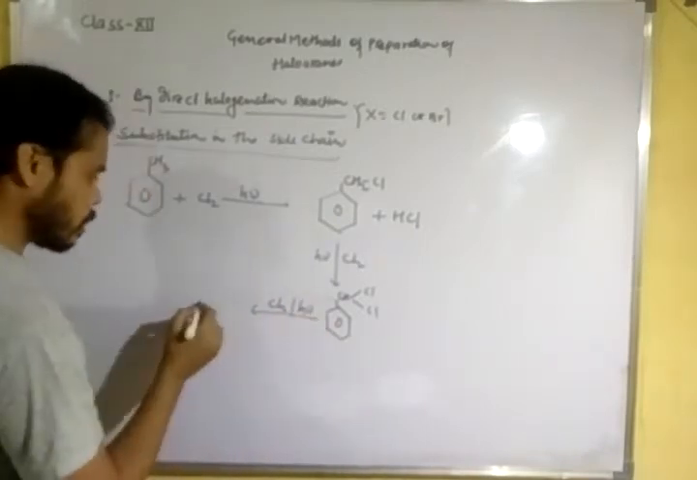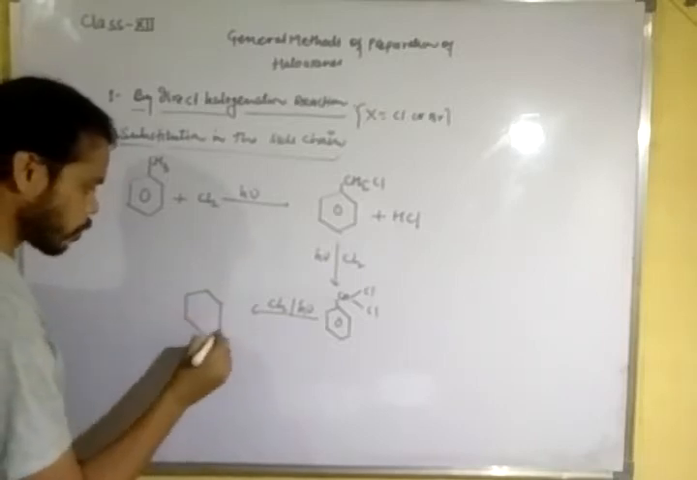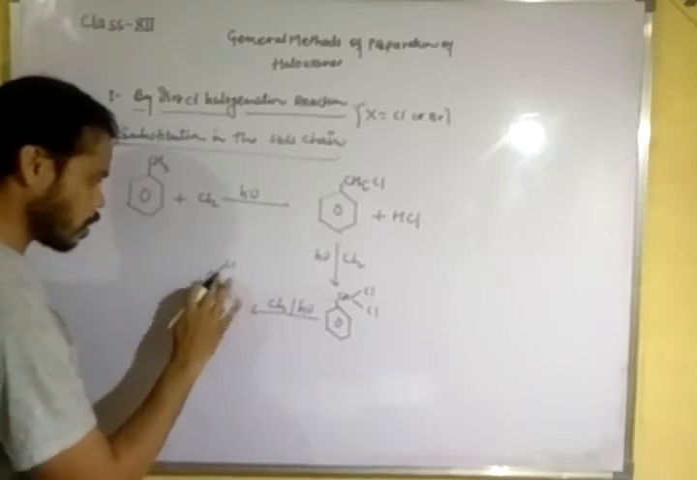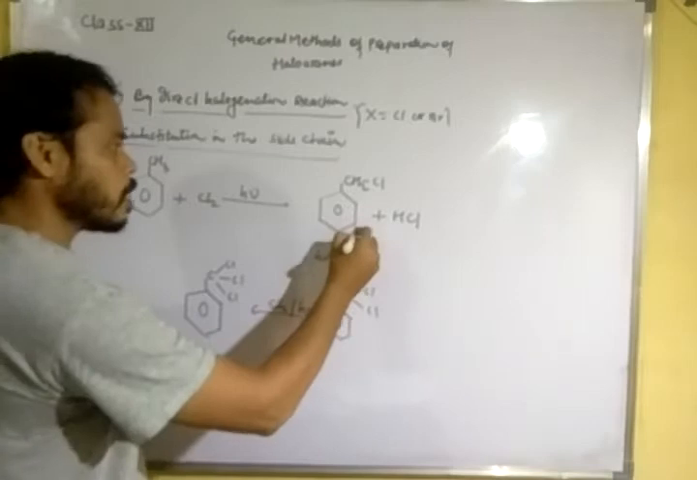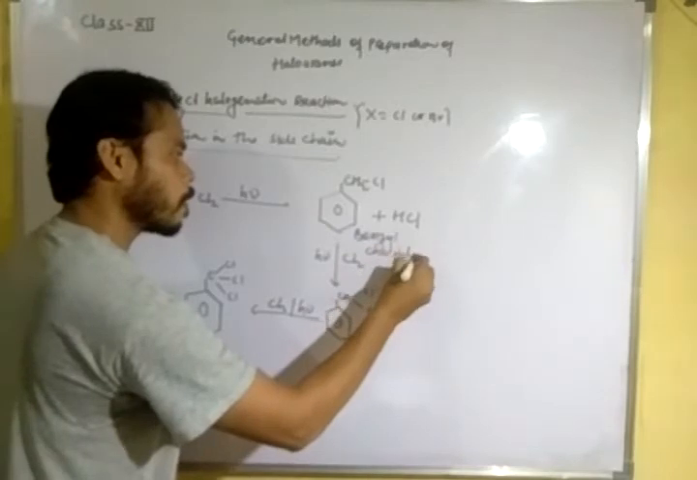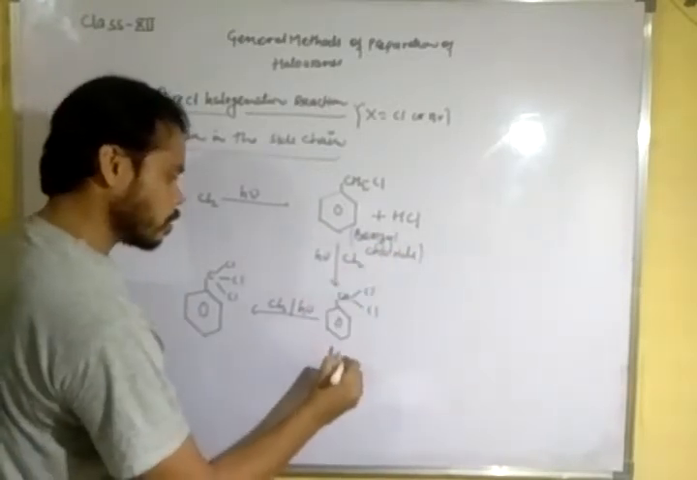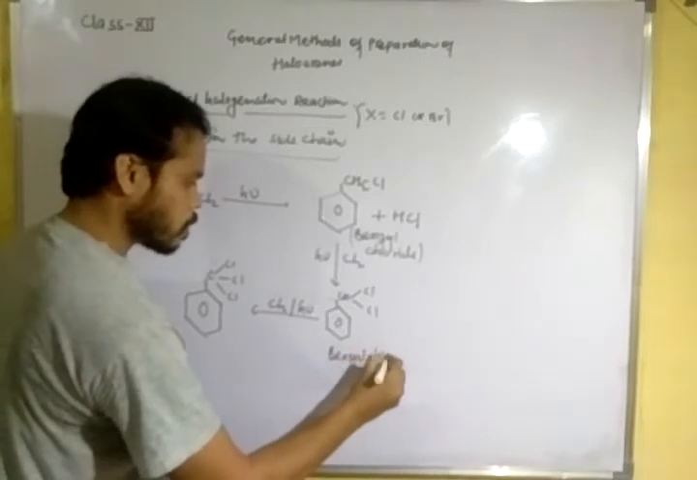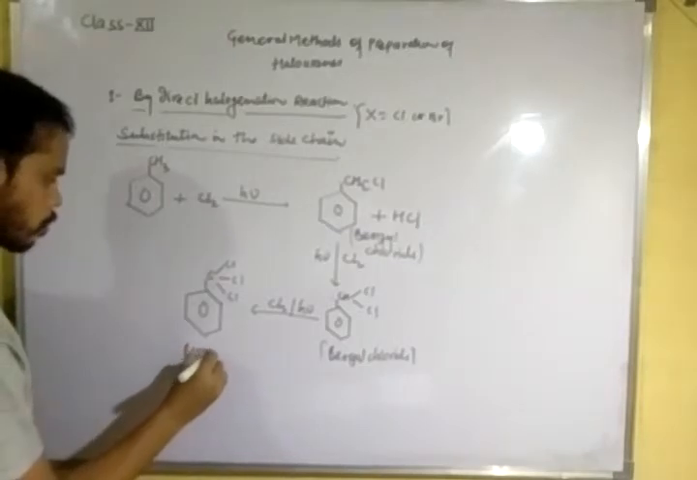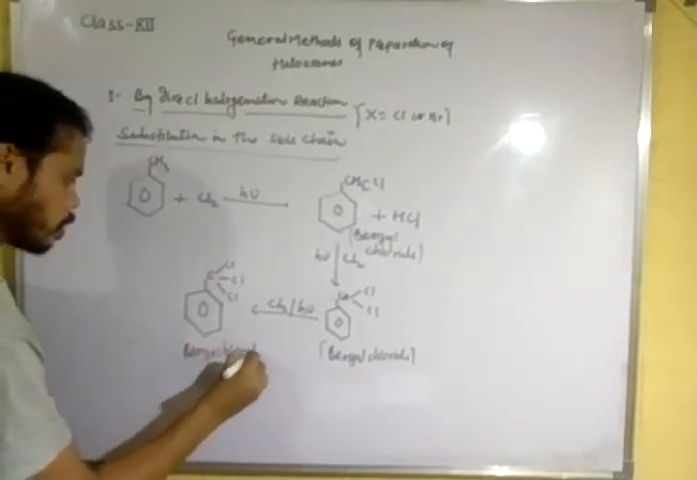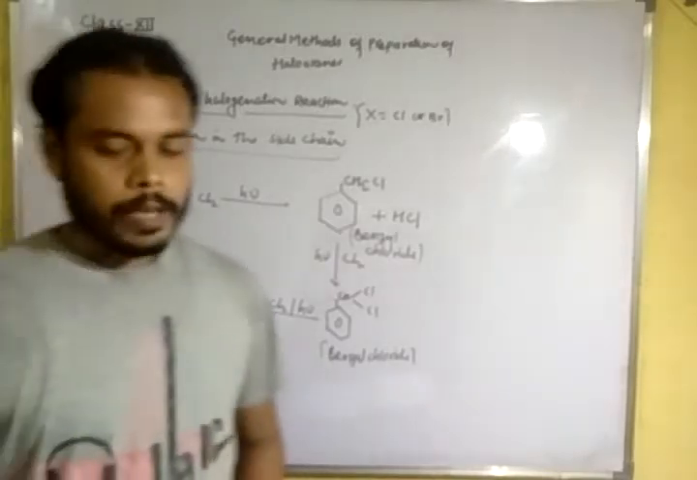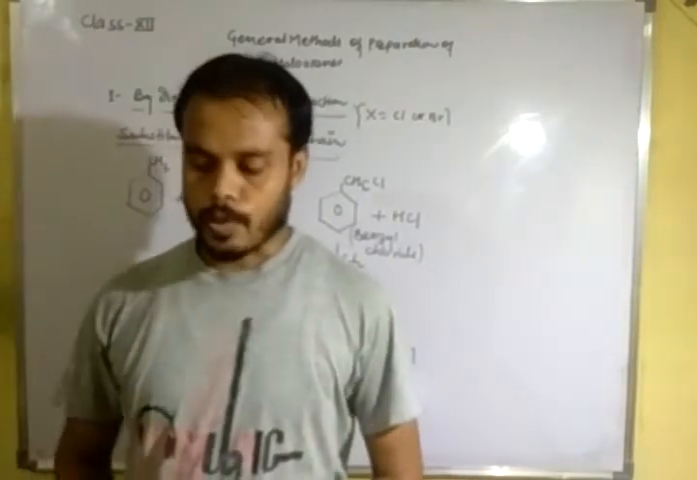In the presence of sunlight, it forms benzotrichloride. This is known as benzyl chloride, and this is benzal chloride, and this is benzotrichloride. Now we will discuss the second method, a very important method: from diazonium salts.